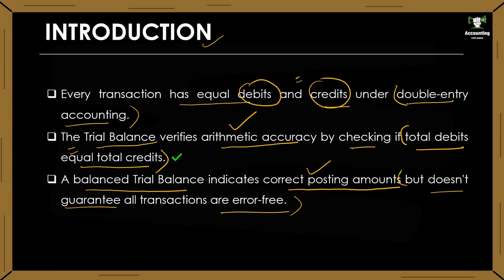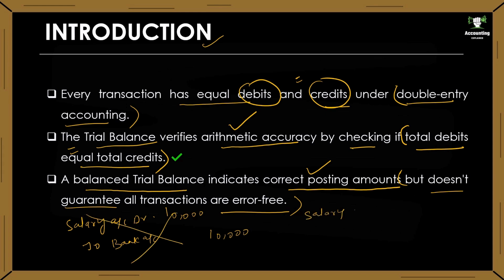You have paid salary to the employees. The entry is salary is an expense, so it will be debited, and you are paying from your bank. Bank is an asset. The asset balance is going to be decreased, so it will be credited. Amount is 10,000. This is the correct entry which you should have passed, but you have not passed this entry. Instead of that, you have passed salary account debit to bank account. You have taken wrong amount of 8,000.